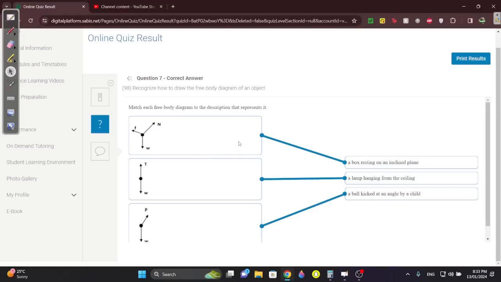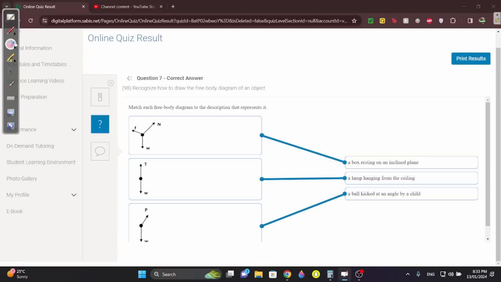Resting on an inclined plane, how do you know? It's when the normal force is bent. Remember, I told you, it's always weight down and normal right above it. But normal will be perpendicular. So if they tell you inclined plane, that means the normal will be like this.